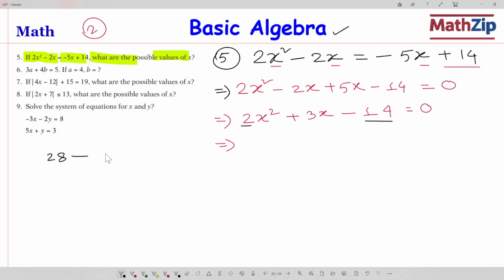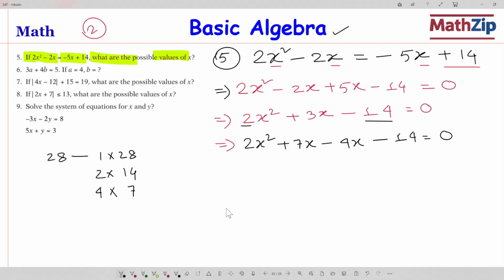Possible factors are 1 times 28, 2 times 14, 3 is not possible, 4 can be possible, 4 times 7. 4 times 7 is 28. Interesting thing, 7 minus 4 is +3. So we can write 2x² + 7x − 4x − 14 = 0.